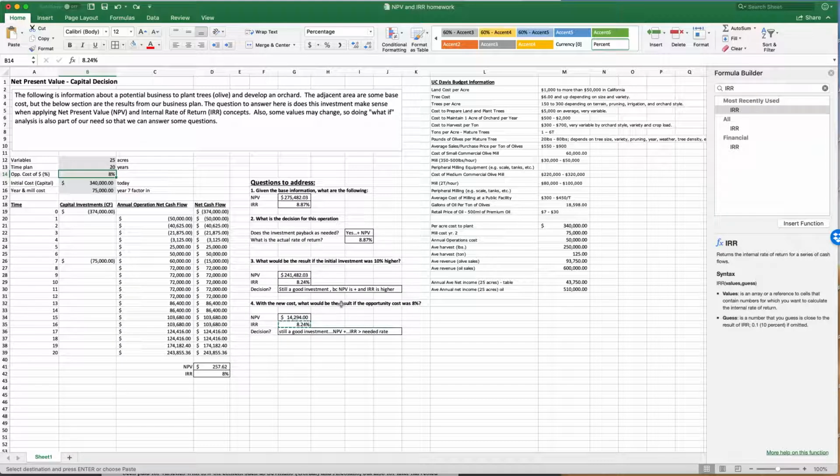Now, in your homework, make sure that you take the file I've loaded and finish out these sections so that you can calculate these values and do what-if analysis.